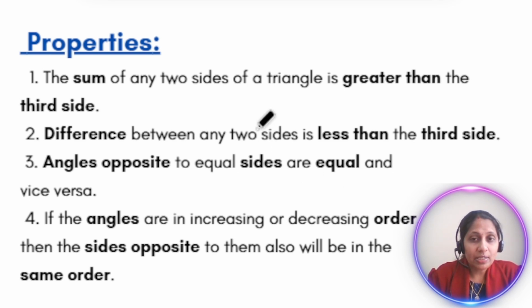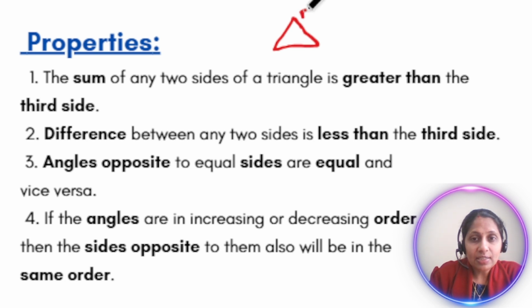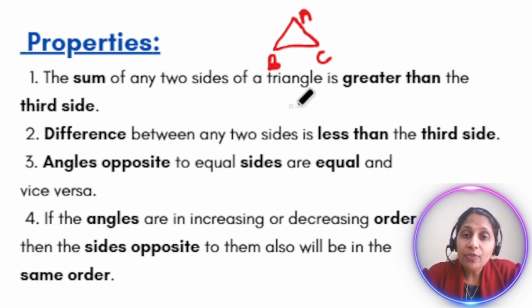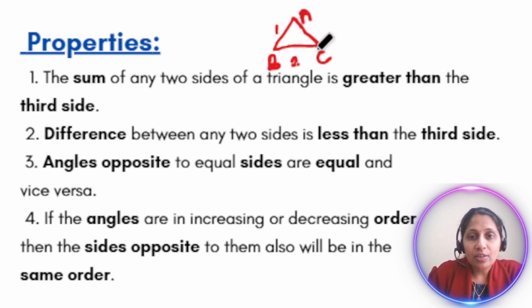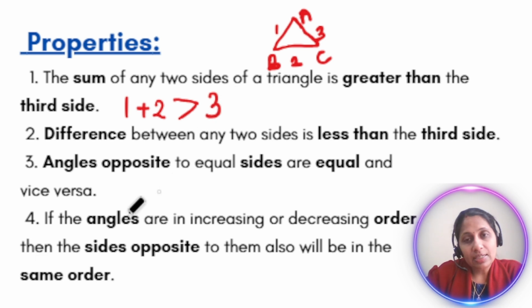There are certain properties. Say for example, if you have a triangle like this, say this is A, B and this is C. Take the sides as 1, 2, 3. Side 1 plus side 2 should always be greater than side 3. The sum of any two sides of a triangle is always greater than the third side.